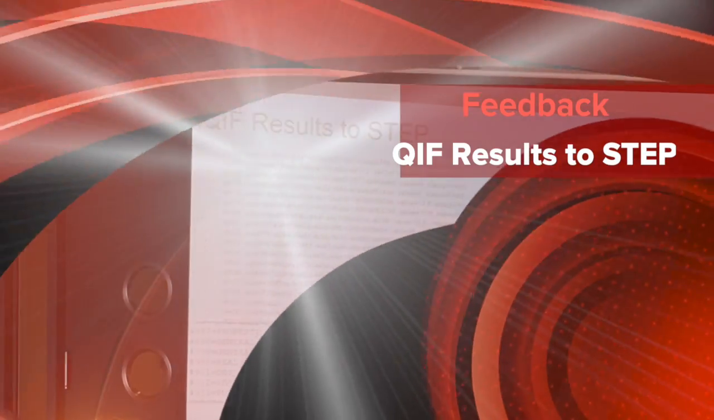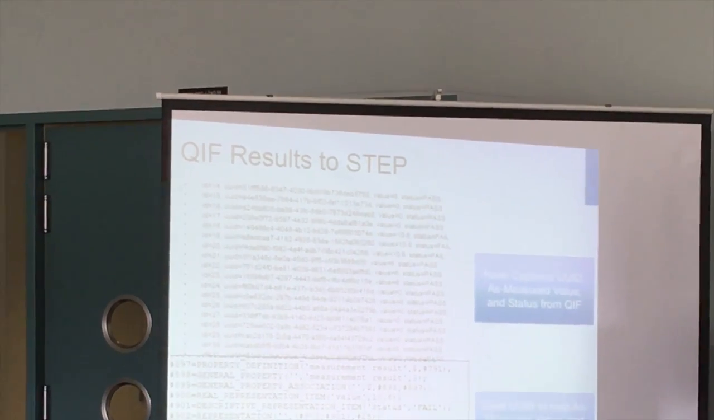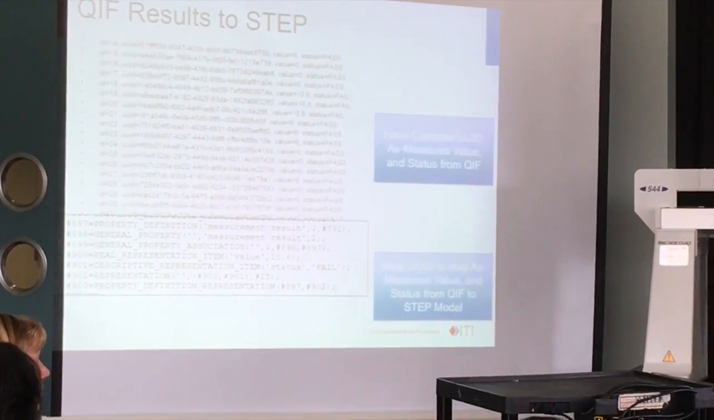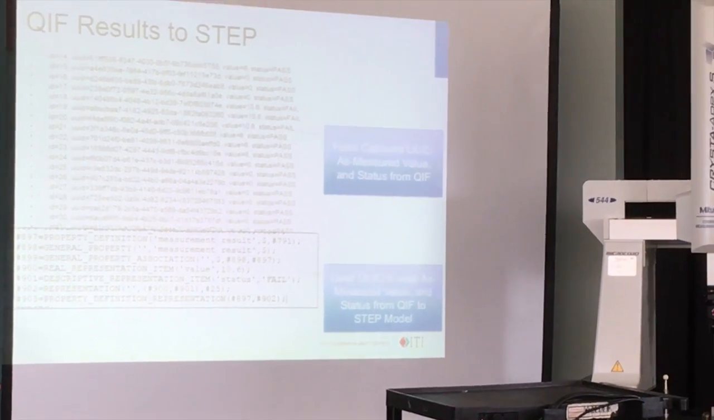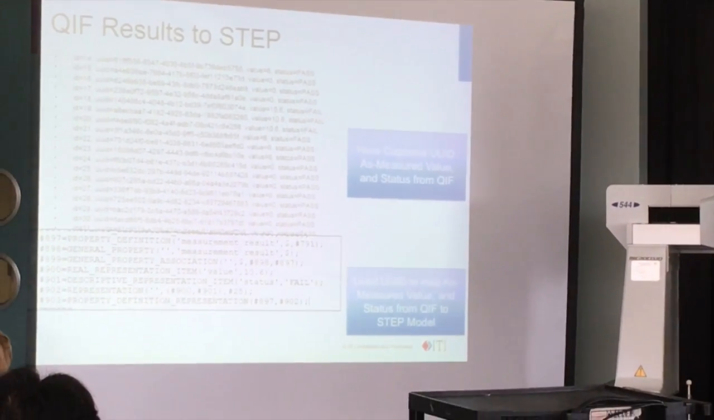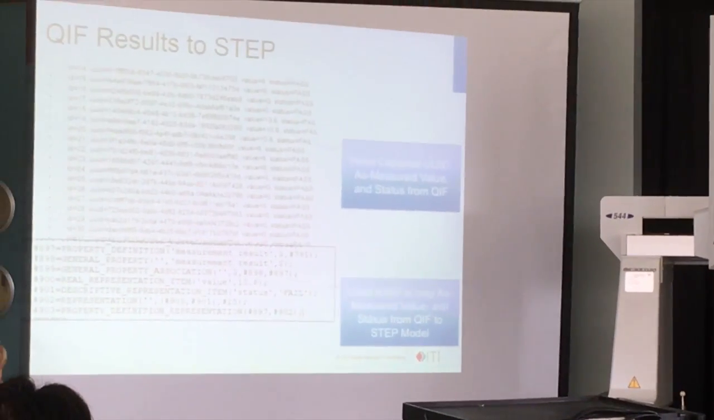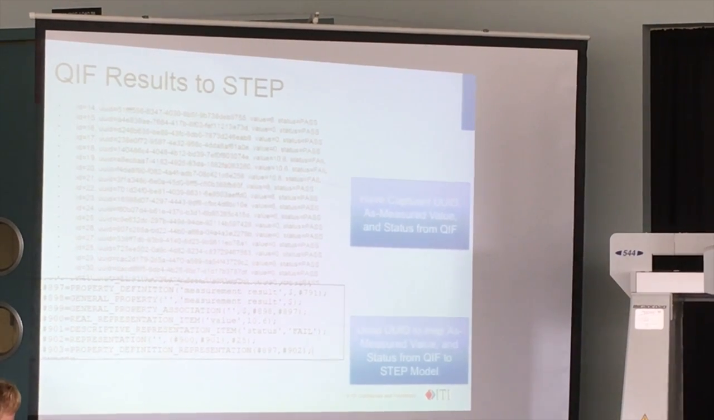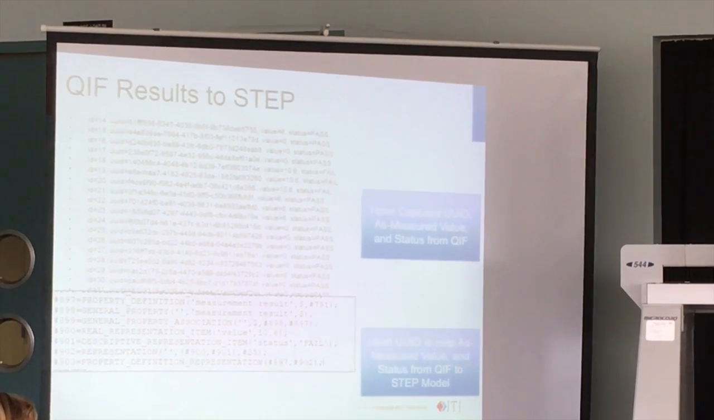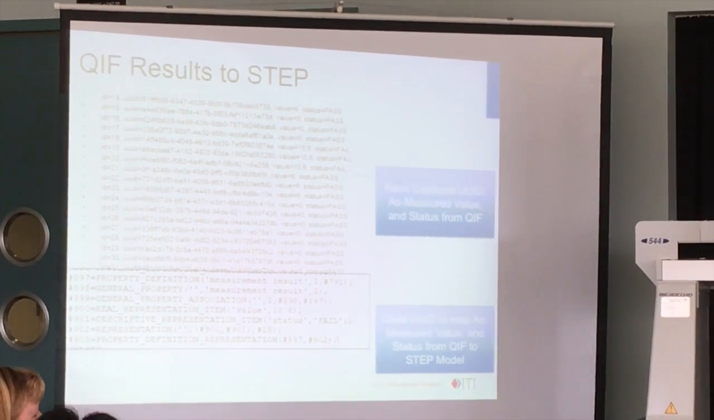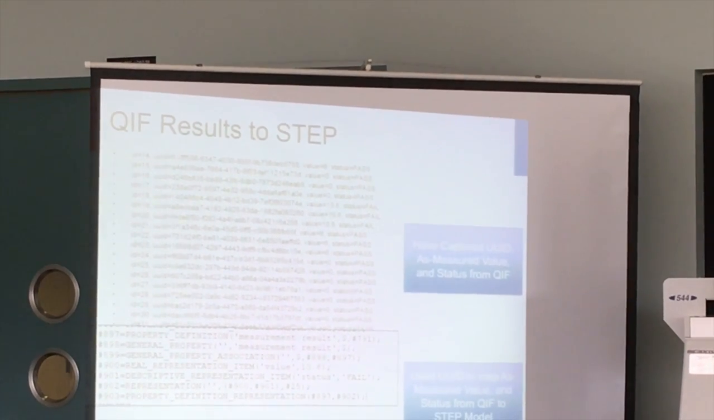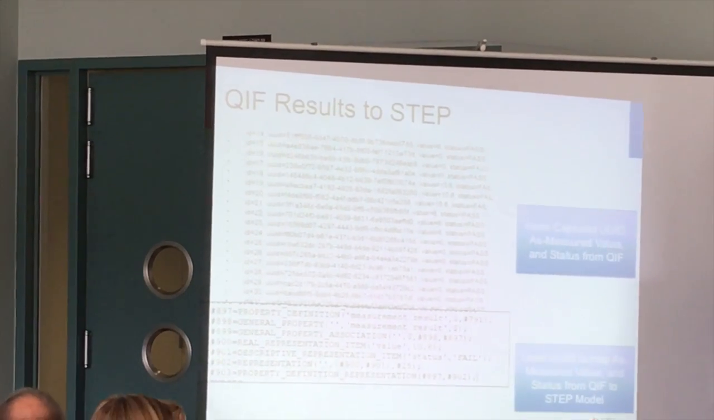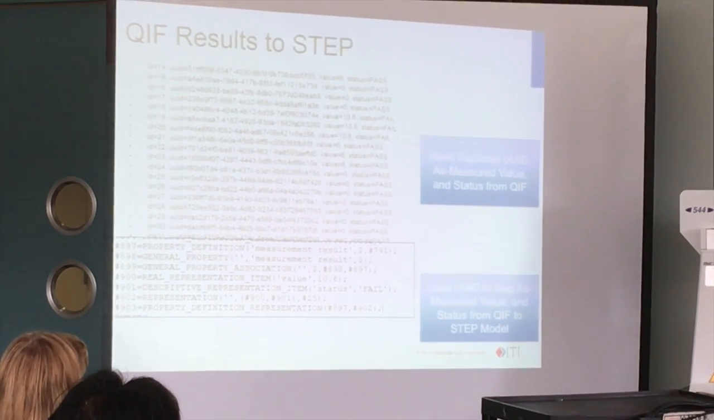And here is the extraction of that data, the QIF results, into an intermediate form. You see the UUIDs, the individual values for the particular piece of as measured PMI, and then its status, pass or fail. And then in the box in the low center, you see the mapping of that data into a STEP construct and attachment of that data back onto the original STEP 242 file that was brought from upstream.